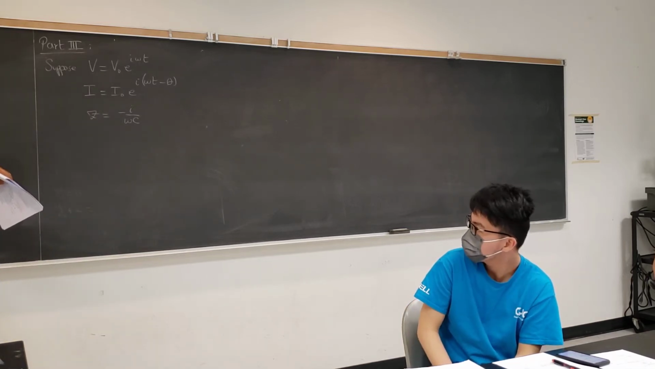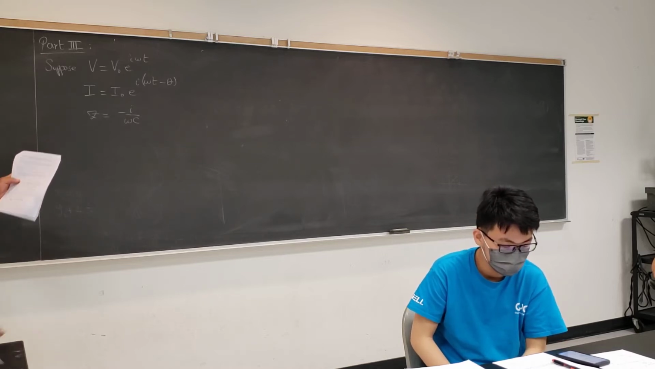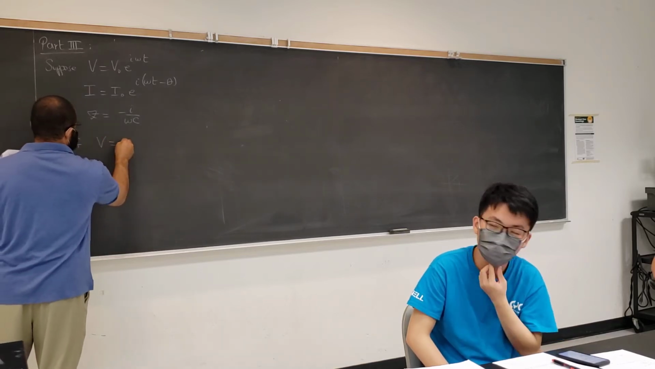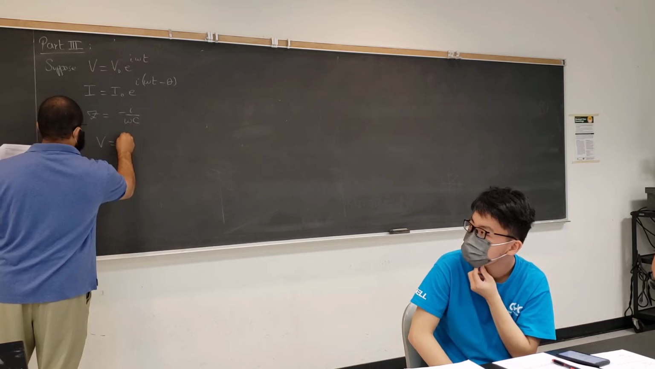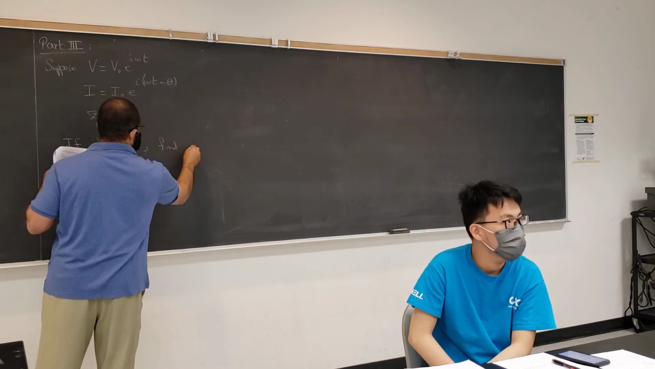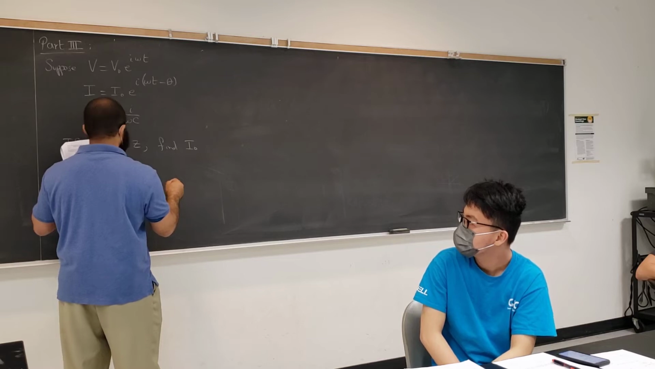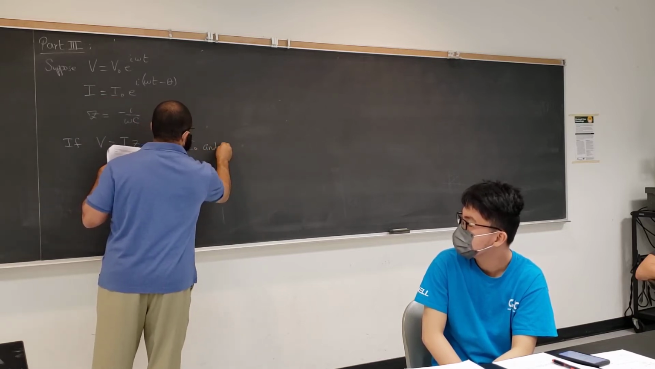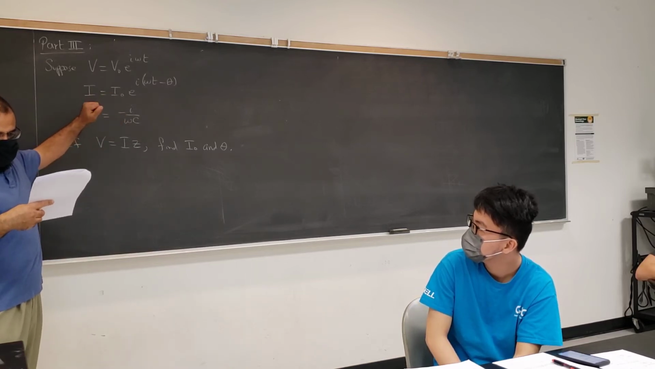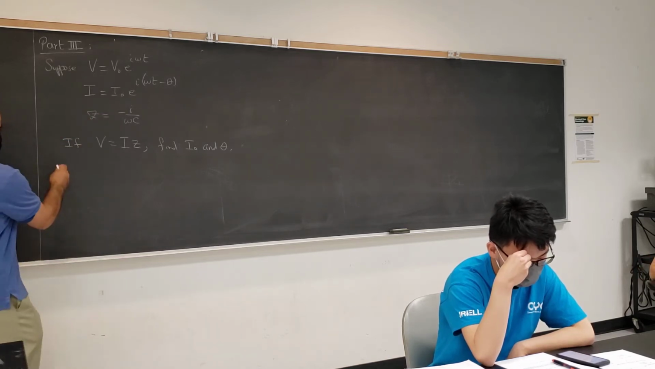So we're given all this stuff. Okay? So now they say, suppose this. If V is equal to I Z, find I0 and theta in terms of omega and C and V0.